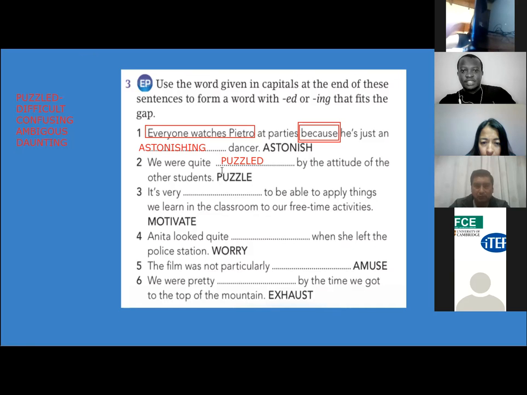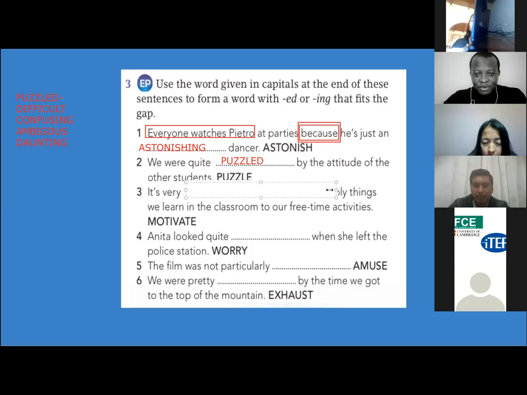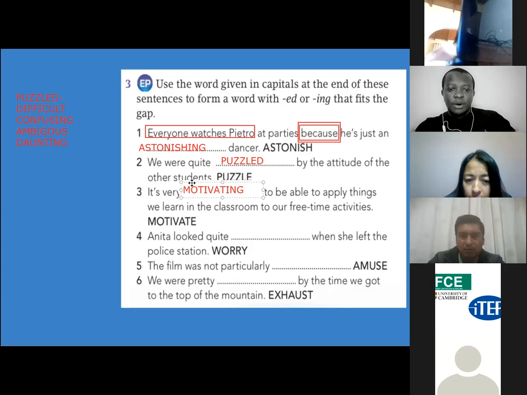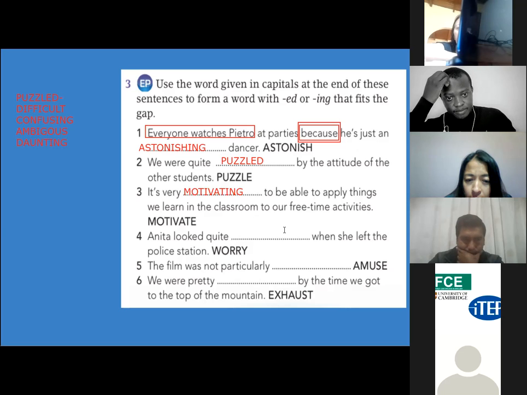Number three, I need another volunteer. Paola, you raised your hand. Help us with number three. It is very motivating to be able to apply things we learn in the classroom to our free time activities. Why motivating with -ing? Because it describes the cause. We are describing the cause of the feeling. Correct.